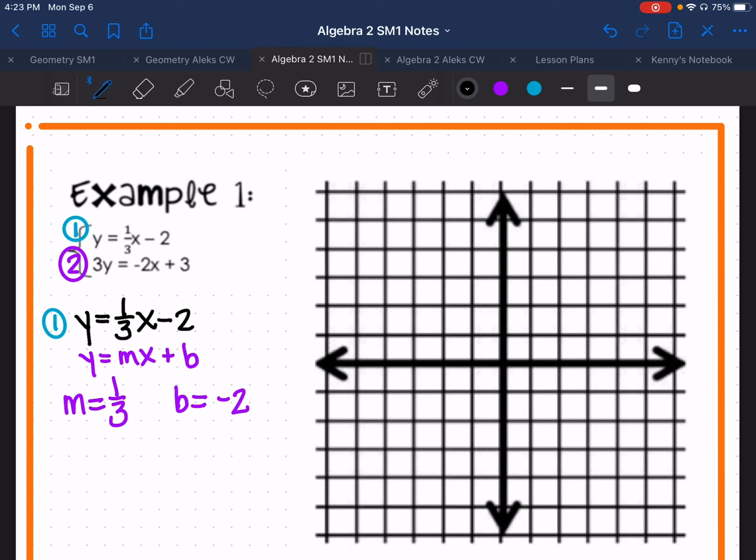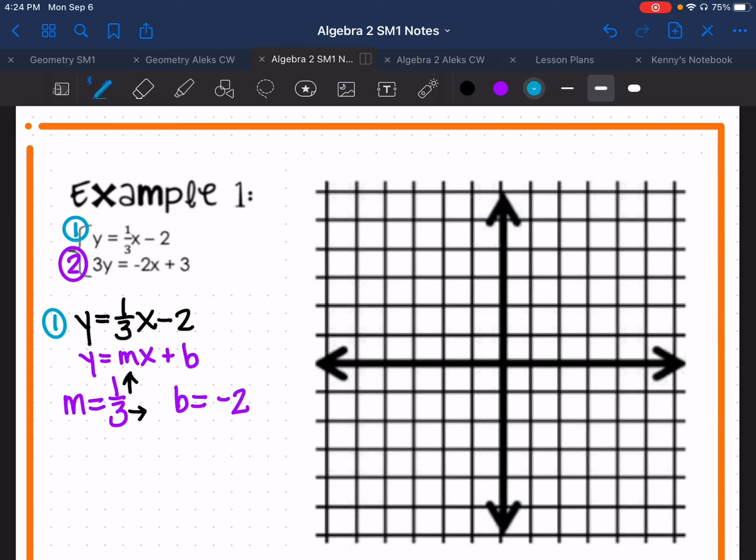Remember the top number, the numerator, tells you how to move up or down. Since it's positive, it's showing you how to move up. And the bottom number, the denominator, is showing you how to move left or right. Since it's positive, it is telling me to move 3 to the right. Now remember, I can reverse these. I can go back to my beginning and reverse these by going the opposite direction, down 1 and to the left 3.